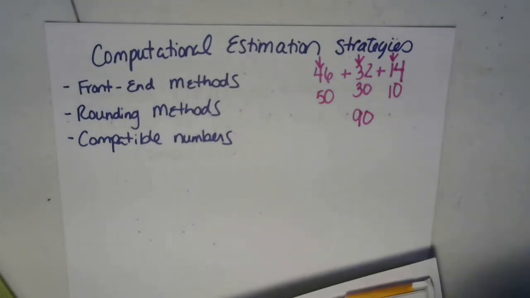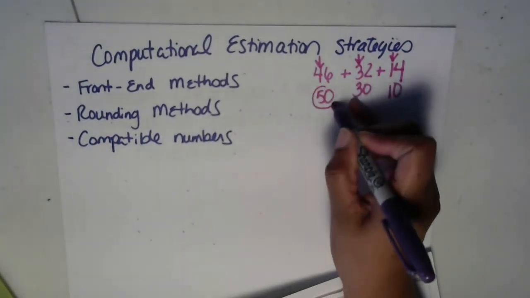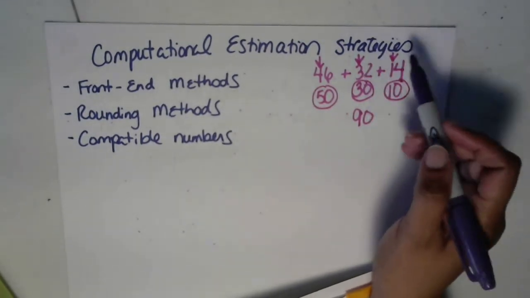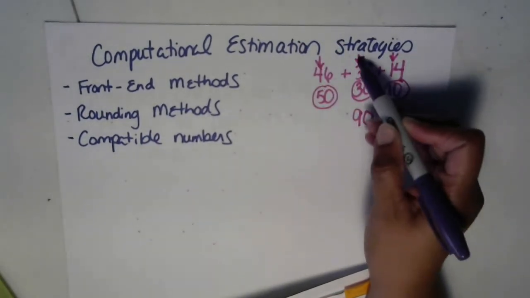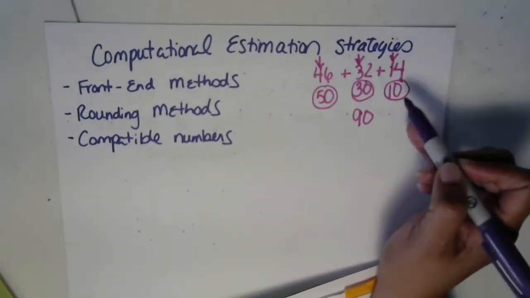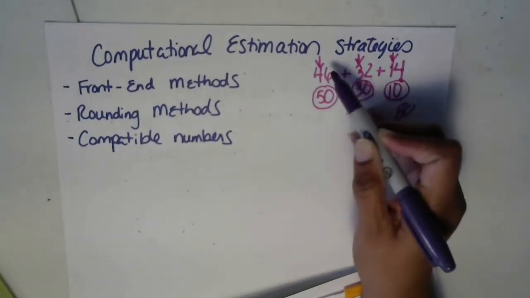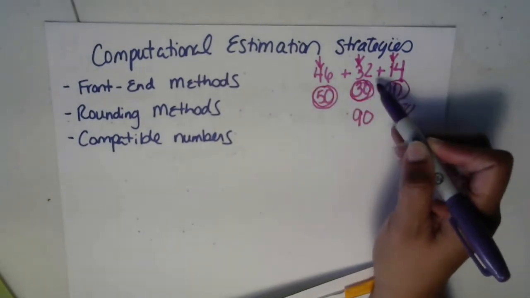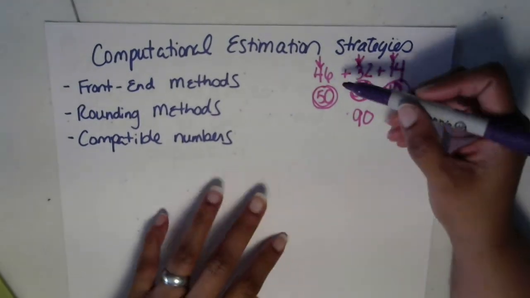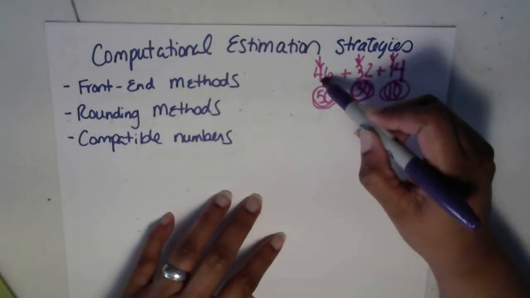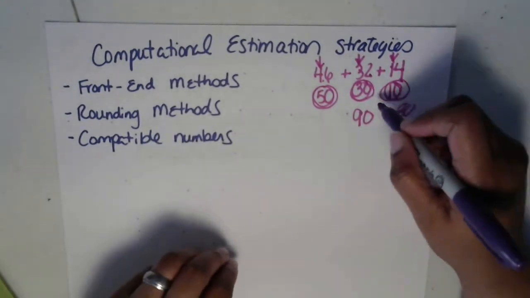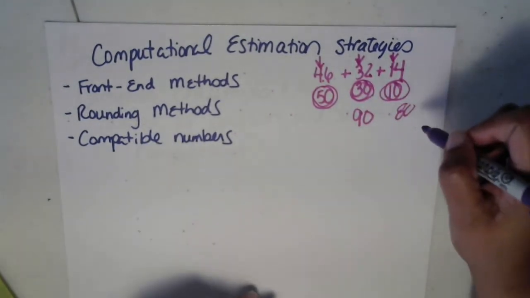Rounding, which is kind of what I just did. I can round each one of these. Front end might be I just add 4, 3, 1, which is 8, so 80. The estimate would be 50, 30, 10. And then I can combine numbers. Well, 46 and 32 are kind of like 40 and 40, which is 80, and then I can add another 10, which is 90.